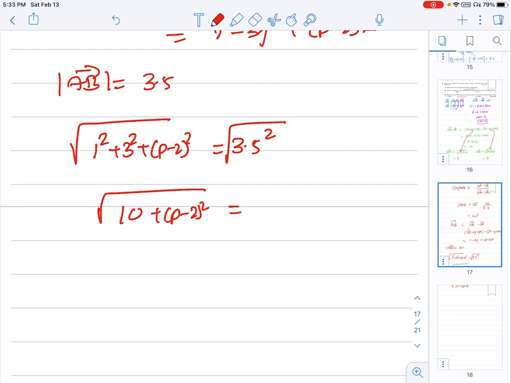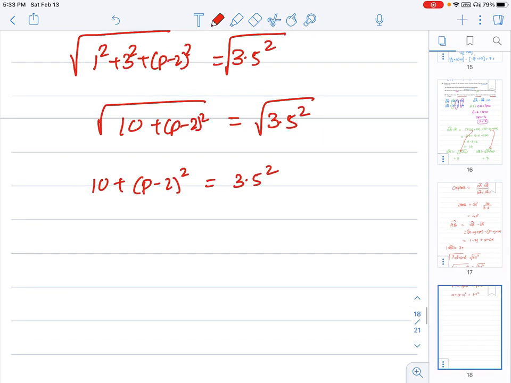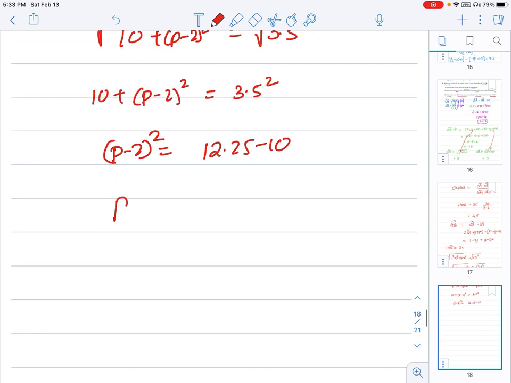So this is equal to square root of 3.5 squared. So what I can do is (10 plus p minus 2) whole squared is equal to 3.5 squared. So I get (p minus 2) whole squared is equal to 3.5 squared. What is 3.5 squared? 3.5 times 3.5, which gives me 12.25 minus 10. So (p minus 2) whole squared is equal to 2.25.